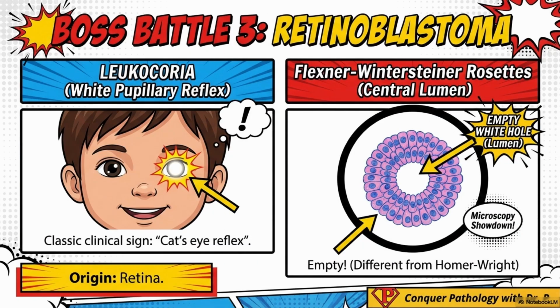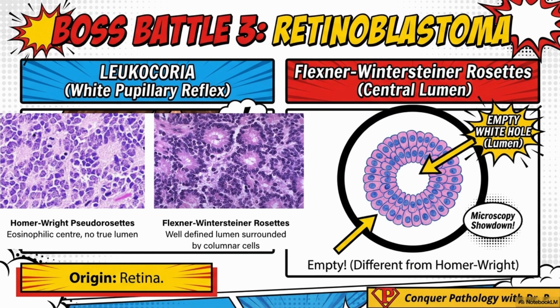Boss battle number 3, retinoblastoma. It originates in the retina. The clinical sign you see is leukocoria. This is a white pupillary reflex or cat's eye reflex in flash photography. Here we see Flexner-Wintersteiner rosettes. Unlike Homer-Wright, these have a central lumen. It is a white hole, not pink candy floss. It is a true rosette.